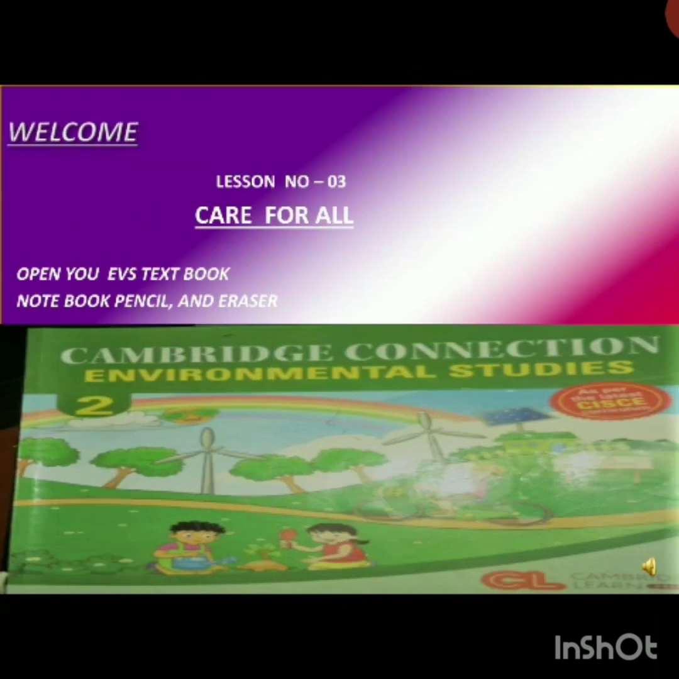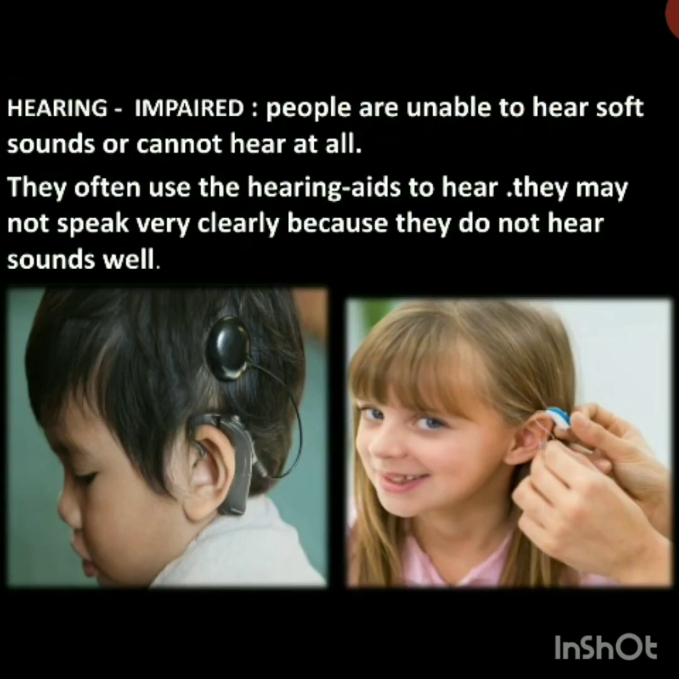Let's recap what we learned in the previous class. In the previous class, we learned about hearing impaired people. People who are unable to hear soft sounds or cannot hear at all are called hearing impaired people. They often use hearing aids to hear. They may not speak very clearly because they do not hear sounds well.